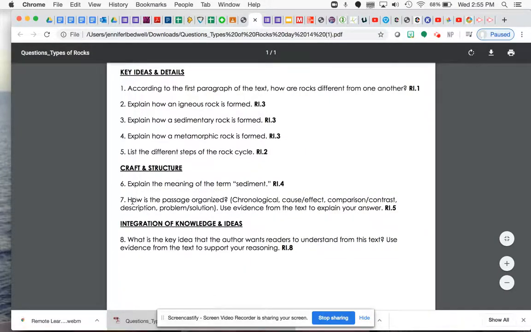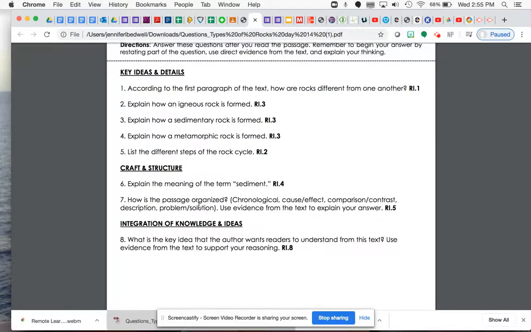Now, in terms of how the passage is organized, I would say at least a few of these could be an answer, but whichever one you choose, you need to make sure that you find evidence. So if you choose description, try to find some examples where you hear a lot about how a rock looks, or a lot of description about the different types of rock parts of the cycle.